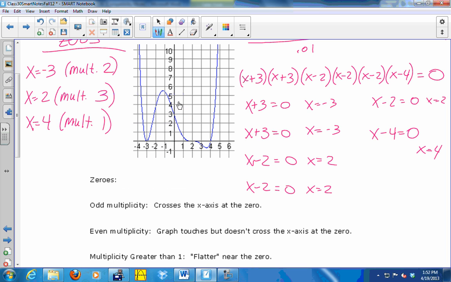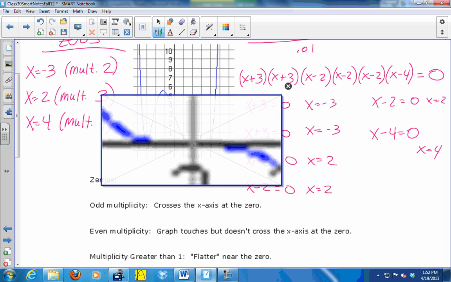And if I zoom in on this x-intercept, what kind of polynomial does that look like?